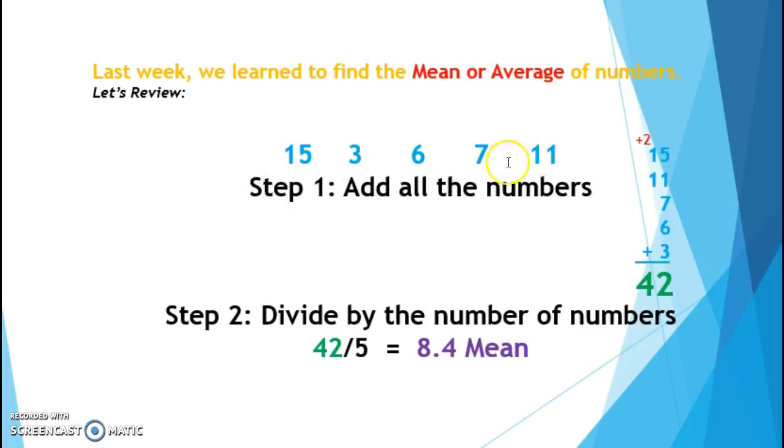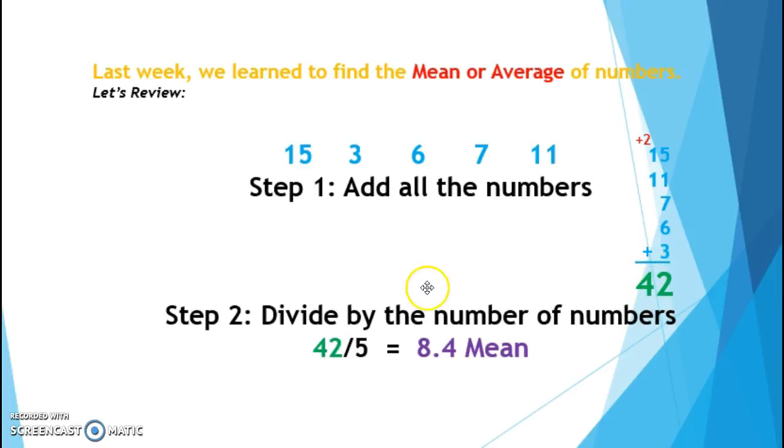So here is my list of numbers. I've got them lined up over here. 15 plus 11 plus 7 plus 6 plus 3. To add them up, I'm going to add my ones column first. It comes to 22. I put my 2 down in my ones column, and I carry my 2 over to my tens column. Now I add my tens column. 2 plus 1 plus 1. That makes 4. My total for adding all the numbers is 42.